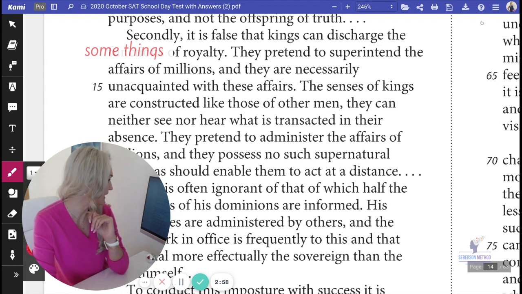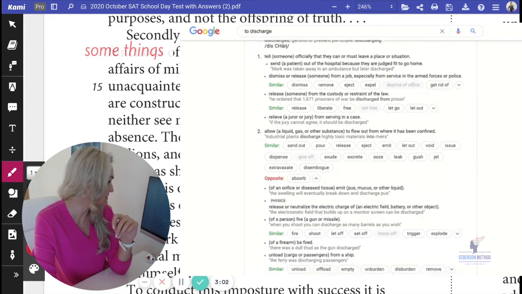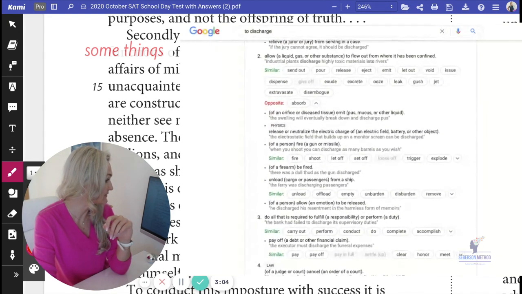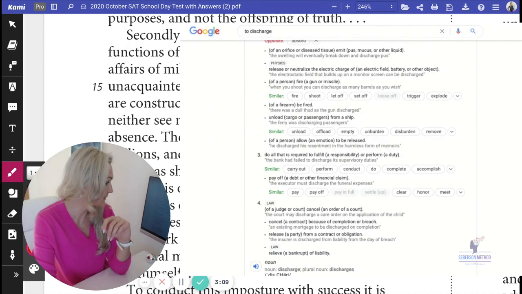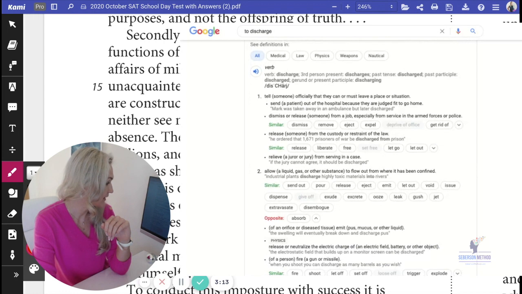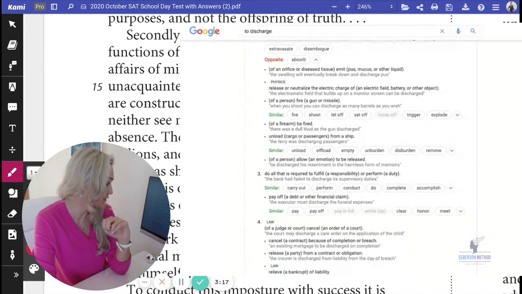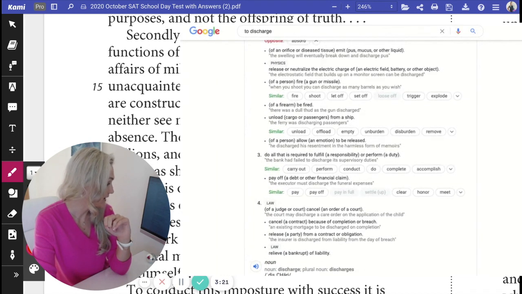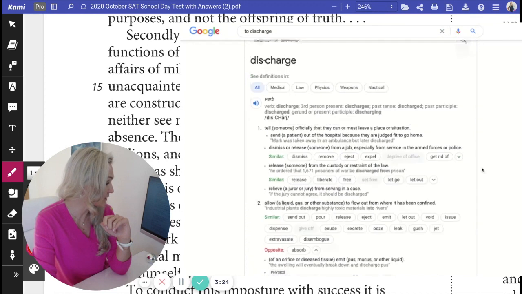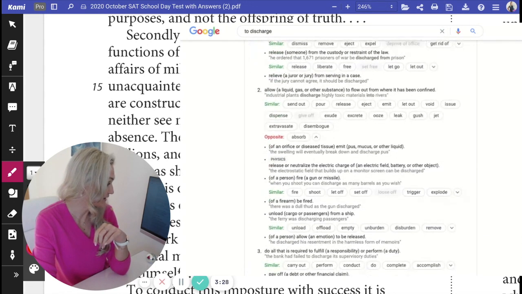I actually pulled it up right here. It means to tell someone officially that they can or must leave a place or a situation, to dismiss, remove, release, or liberate someone, to allow a gas or a liquid to flow out. In physics, it means to release or neutralize an electric charge. It means to unload cargo from a ship. It also means to do that which is required to fulfill a responsibility, to perform, to carry out or pay.